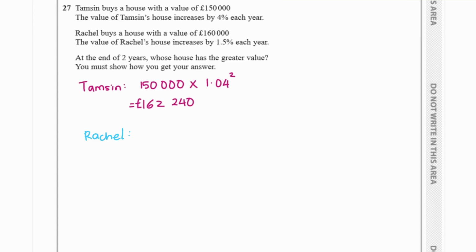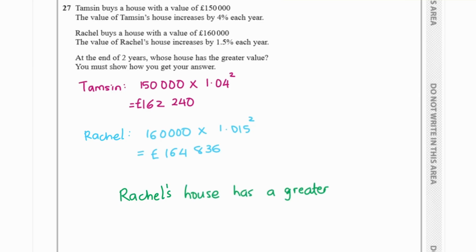We can do the same and work out the value of Rachel's house. So we would do 160,000 multiplied by the multiplier, which would be 100 plus the 1.5, which would be 101.5%. And if we write that as a decimal, that would be 1.015. And we would also put that to the power 2. And if we work that out in the calculator, this will give us £164,836. Therefore, we can say that Rachel's house has a greater value.